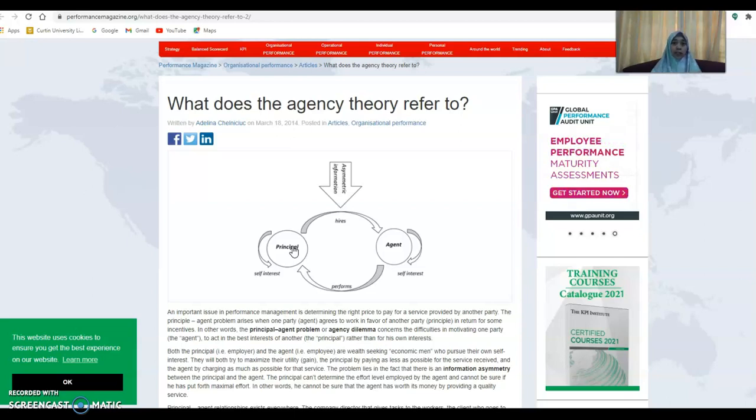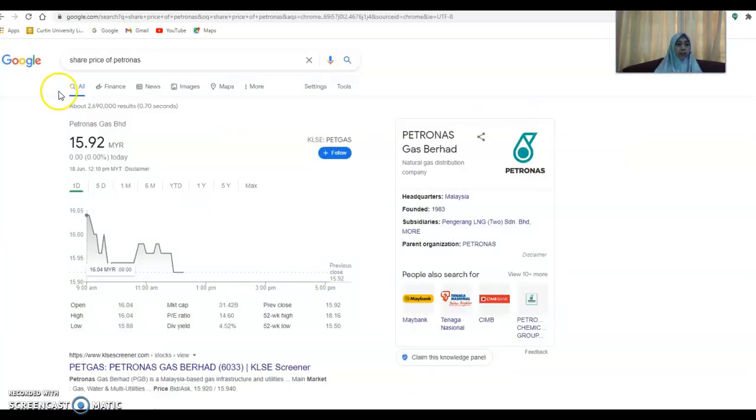Alternatively, as an investor, you would also want to have a capital gain. Capital gain means an increase in the share price. Let's say you purchase the share at, let's say, 6. Just take for example, this one is the share price of Petronas.